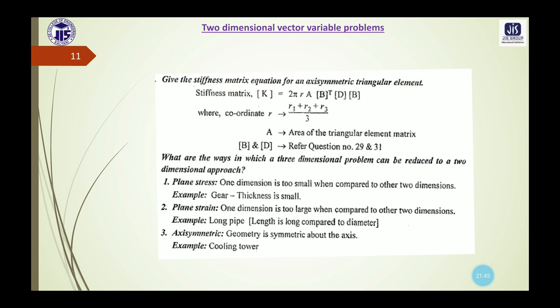The next question is related to the stiffness matrix equation for an axisymmetric triangular element. The formula to calculate the stiffness matrix is the K matrix equals 2 pi R A multiplied by B matrix transpose, then D matrix, multiplied by the B matrix, where the coordinate R equals (R1 plus R2 plus R3) divided by 3, and A is the area of the triangular element.